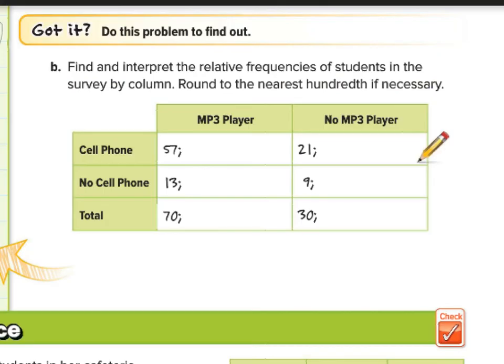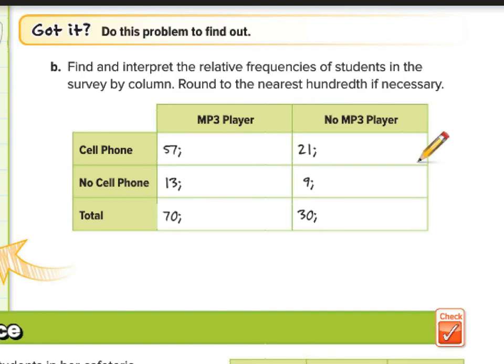Okay, and let's try our last example. Please, again, copy down this table. You can pause the video now and then fill in the table as we go. Pause now. Okay, I hope you paused the video. Let's read. Find and interpret the relative frequencies of students in the survey by column. Round to the nearest hundredth if necessary. So we were talking about the students earlier with cell phones and no cell phones and MP3 players and no MP3 players, and these are the numbers that we came up with: 57, 21, 13, 9, 70, and 30.